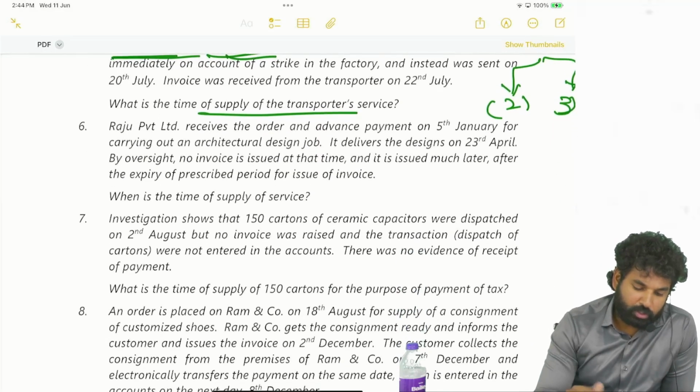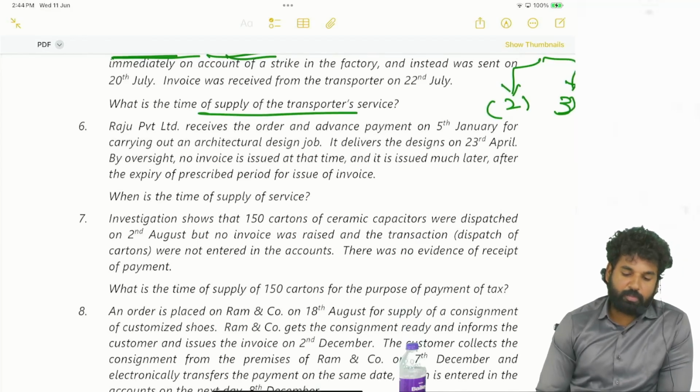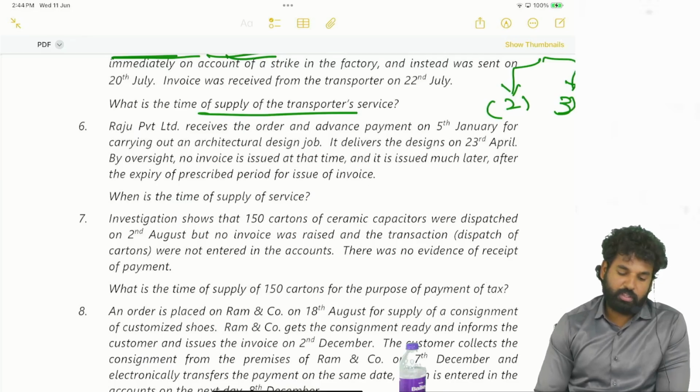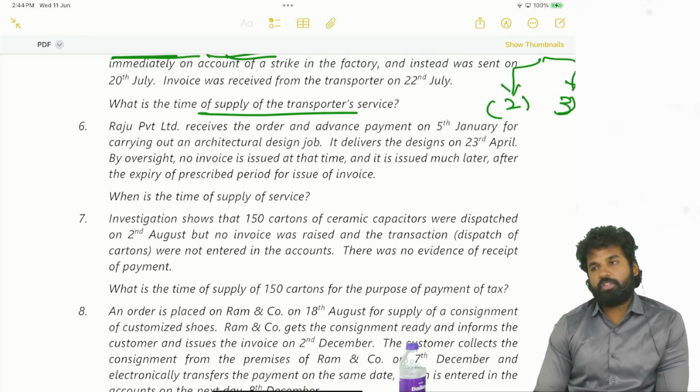Next, Raju Private Limited receives the order and advance payment on 5th January for carrying out an architectural design job. It delivers the designs on 23rd April. By oversight, no invoice is issued at that time and is issued much later after the expiry of the prescribed period for issue of invoice. When is the time of supply of service? Forward charge, reverse charge. Time of supply of service first of all. Section?